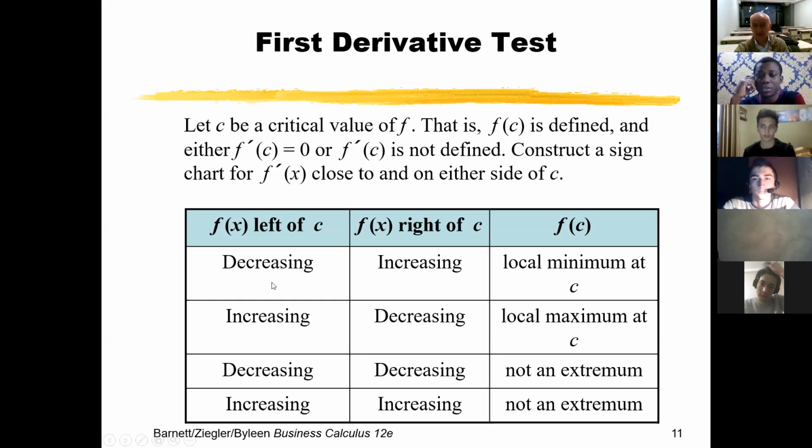But now we need to recognize when c is a local minimum, when c is a local maximum, and when c is neither minimum nor maximum. By the way, maximum and minimum have a common name: extrema.